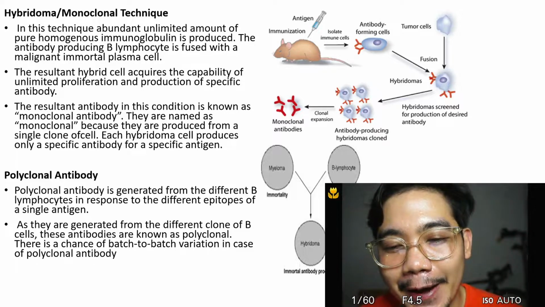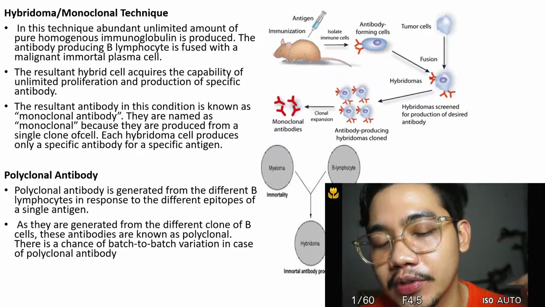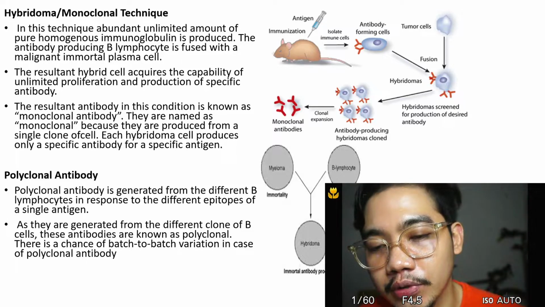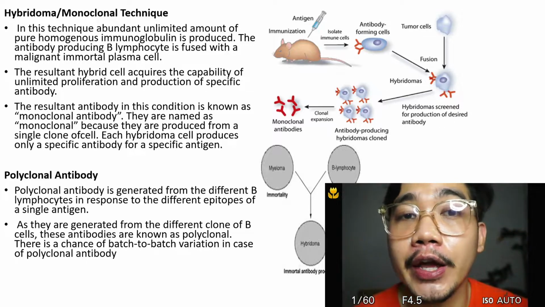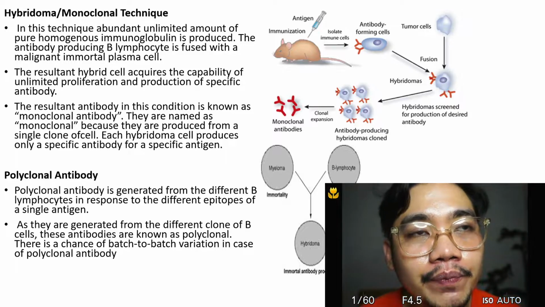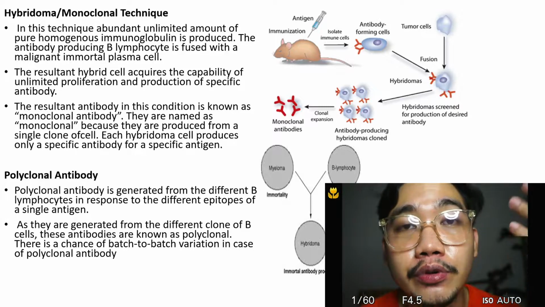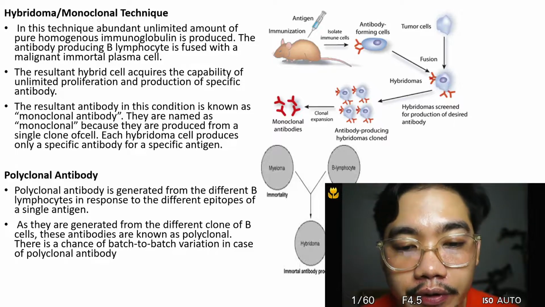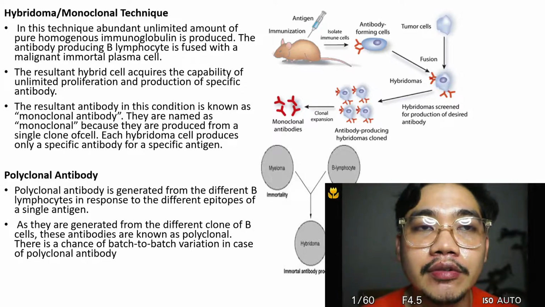So if you fuse those plasma cells that we harvested from the mouse into a tumor cell, that is now what you call your hybridoma, and your hybridoma is now immortal and will produce antibodies forever until eternity as long as it has nutrition.